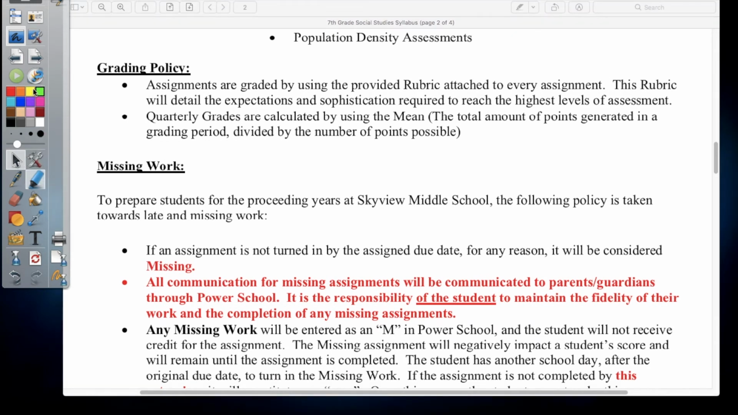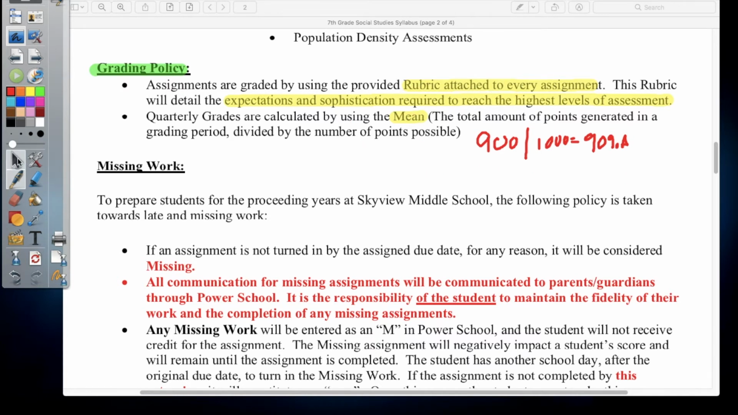So, grading policy. Let me get the little green highlighter here. It says assignments are graded by using provided rubrics attached to every single assignment. This rubric will detail the expectations and sophistication required to reach the highest levels of assessment. Quarterly grades are then calculated by using the mean. In case you're not sure what the mean is, I explain it here. The mean is the total number of points generated in a grading period divided by the number of points possible. So, for example, if you earn 900 points out of a possible 1,000 points for the quarter, your grade is going to be a 90%, which is an A. That's an example of what I'm talking about by using the mean.